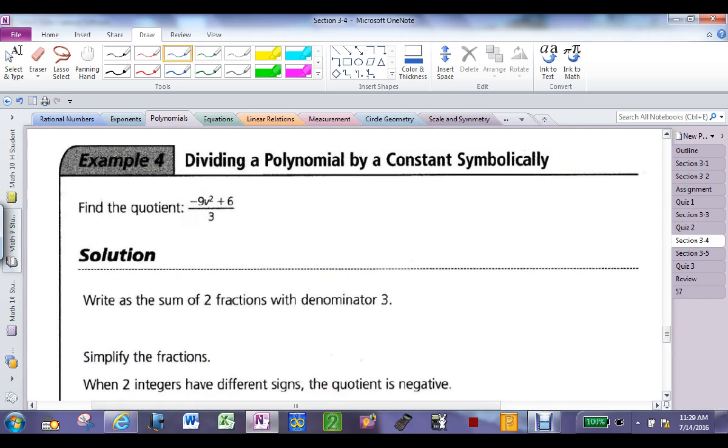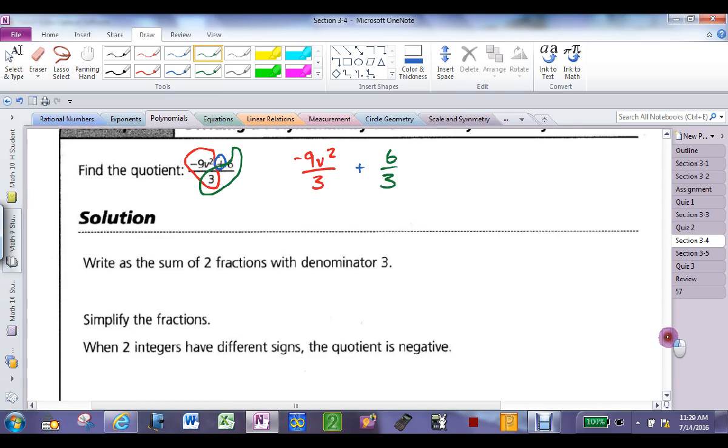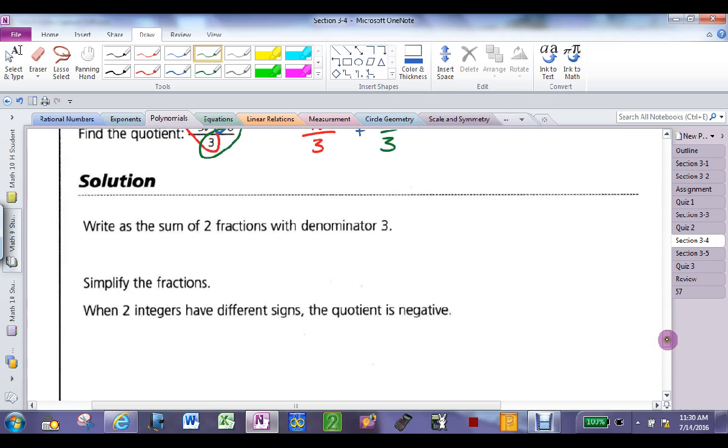I'm asking you to divide this. All right? What is this really? There's this, correct? Which is negative 9v squared over 3 plus this. What's that? 6 over 3. And then you can just do the math. And I even tell you how to do it down here, right?